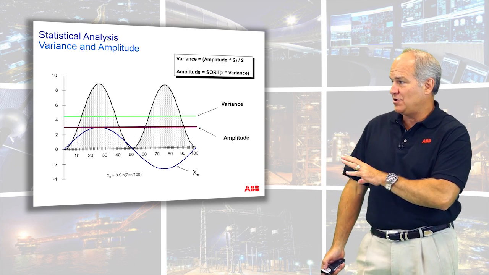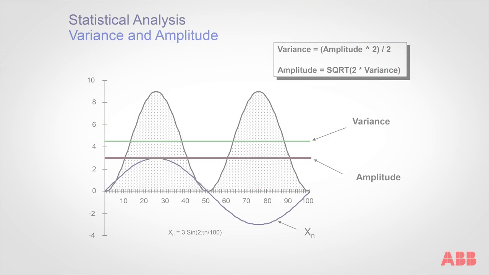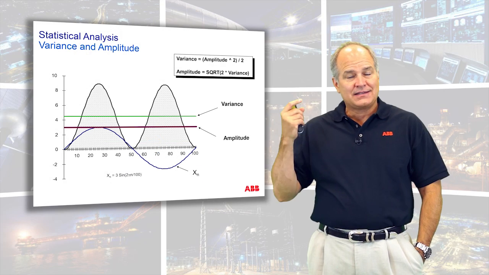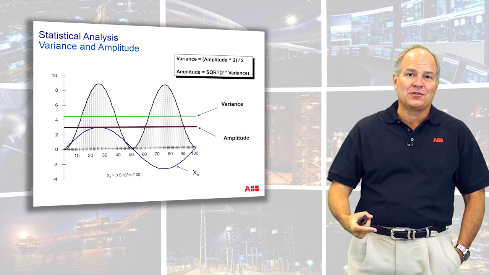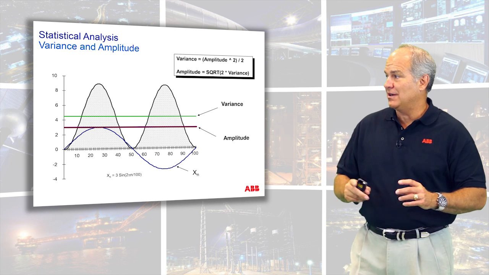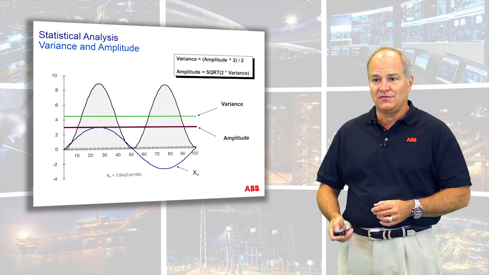This particular one is showing that the amplitude squared divided by 2 is equal to the variance, or the amplitude is equal to the square root of 2 times the variance. And you can see right here that as the amplitude goes up, the variance goes up, but they're related together: amplitude squared divided by 2. We're going to use that again in the Fourier analysis. That's kind of a breakthrough when we talked about Fourier and how he came up with his coefficients.